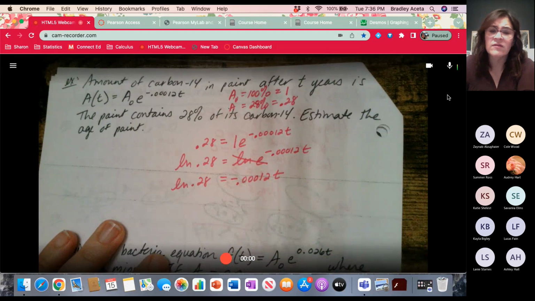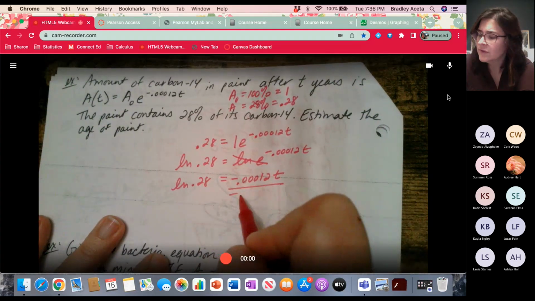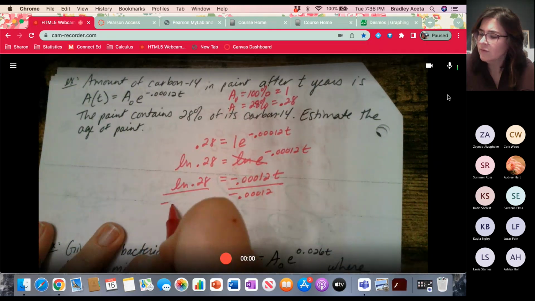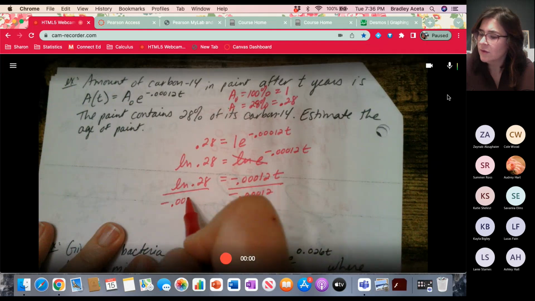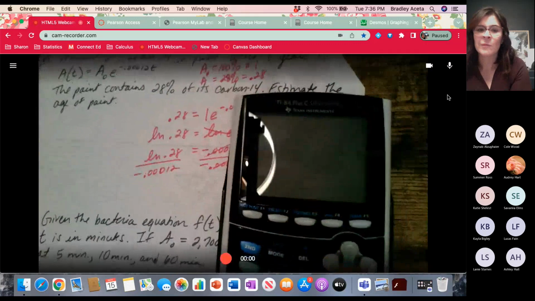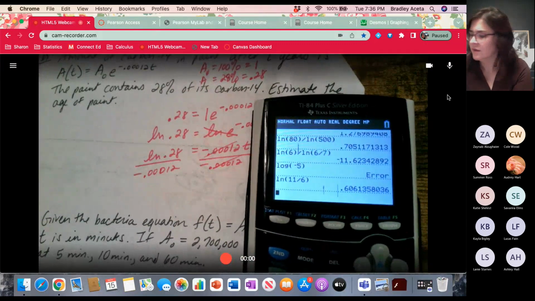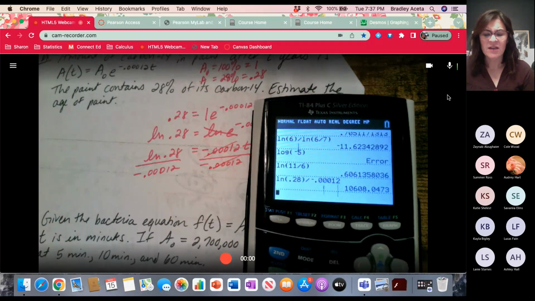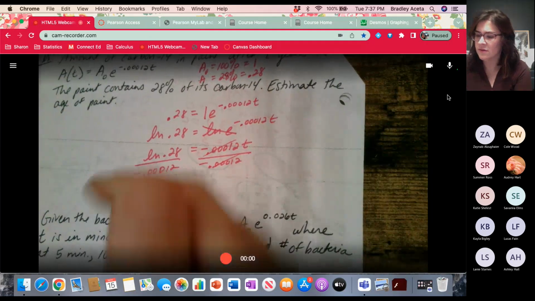And then remember, you're just solving for time. So let's divide out negative 0.00012. Whoops, gotta be careful there. And ln of 0.28, and we are going to divide out a negative 0.00012. And I got 10,608 years. T is in years.